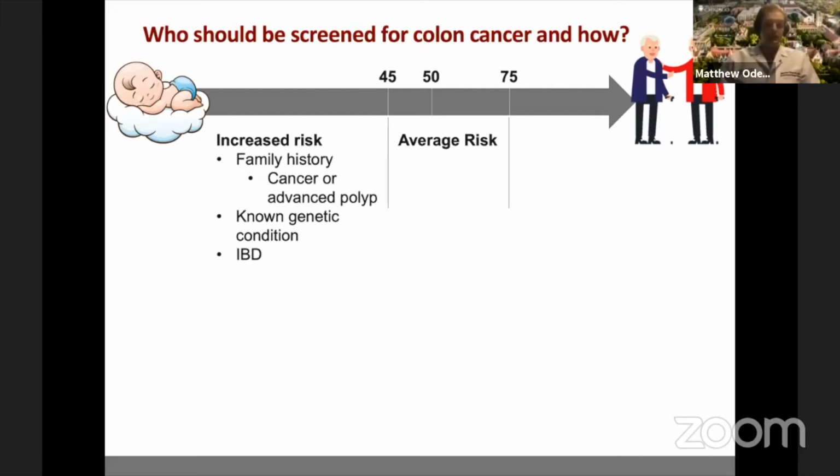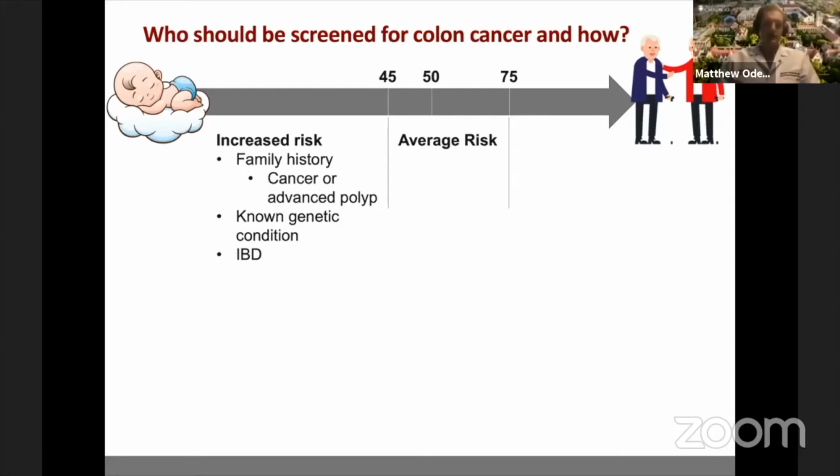Importantly though, family history is really for a first degree relative. That's where a lot of the risk comes from. And a first degree relative is anyone you're directly related to. So that would be parents, full siblings, and children.